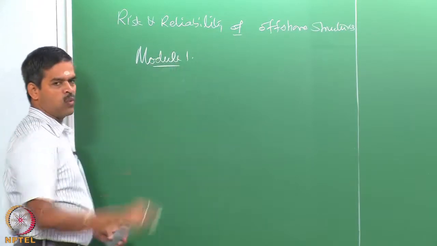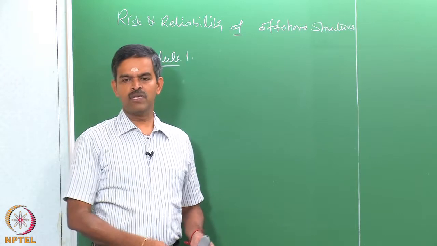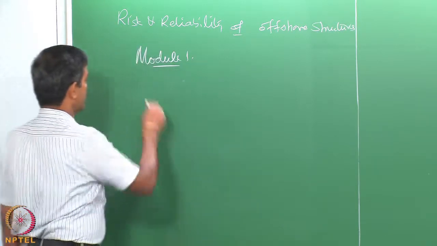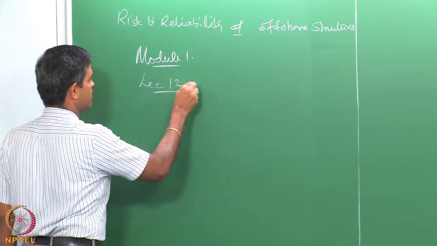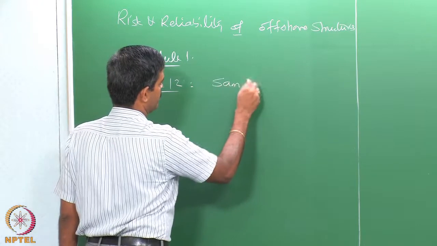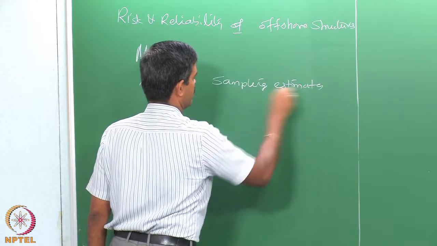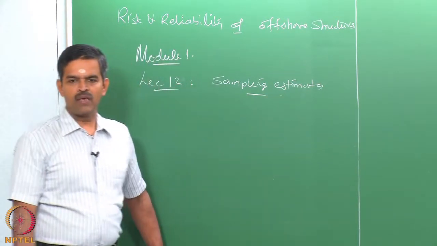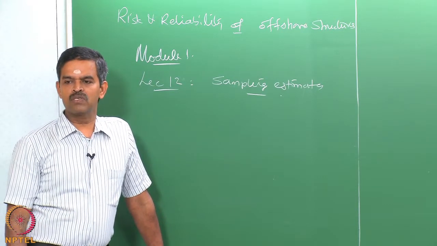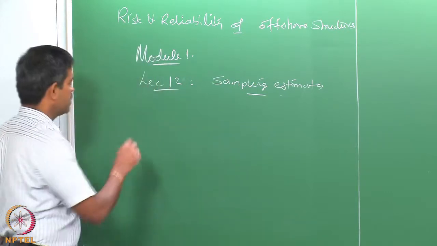The focus of module 1, as we already know, is probability and plausible reasoning, and introducing reliability in terms of probabilistic estimates. In this lecture, which is lecture 12, we are going to talk about the sampling estimates. We already said the accuracy of reliability or probability of failure essentially depends on how carefully you choose the sampling density function h of x.